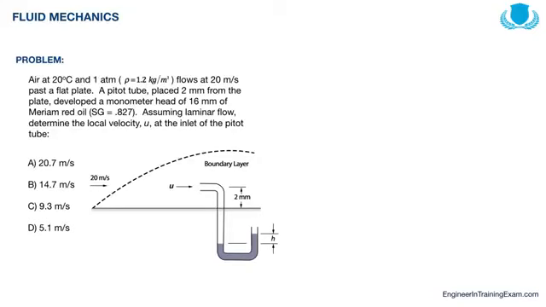The problem states, air at 20 degrees Celsius and 1 atmosphere has a density of 1.2 kilograms per meter cubed, flows at 20 meters per second past a flat plate. A pitot tube placed 2 millimeters from the plate developed a manometer head of 16 millimeters of Meriam red oil, which has a specific gravity of 0.827. Assuming laminar flow, determine the local velocity at the inlet of the pitot tube.